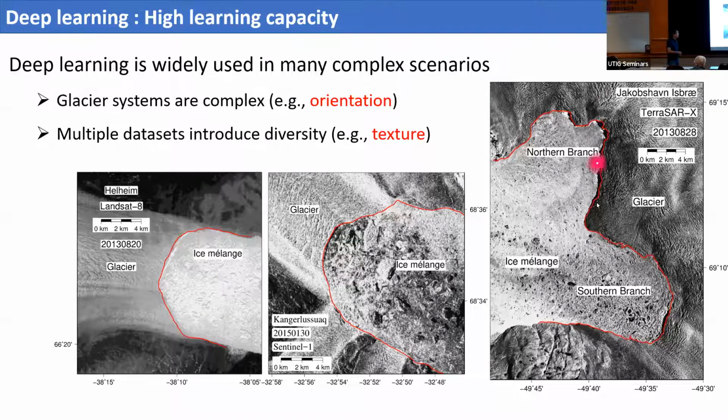For example, this one has 2 tributaries. This one has 3 tributaries, over here, over here, over here. But this one only has 1. Also, if we want to increase the sampling rate, we must integrate multiple remote sensing datasets. These multiple datasets introduce diversity because they differ in texture, value range, and spatial resolution. These are 3 images from different datasets, and even over the glacier part, you can see the textures are quite different.